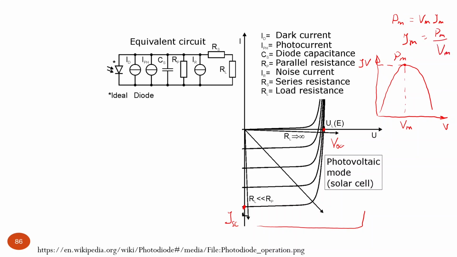So with this simple approach, we determine where this V maximum is here, and here will be I maximum. So in this case, that will be the rectangle which we consider, and the ratio of this maximum power, I maximum times V maximum, divided by I short circuit times V open circuit, should be equal to our fill factor.